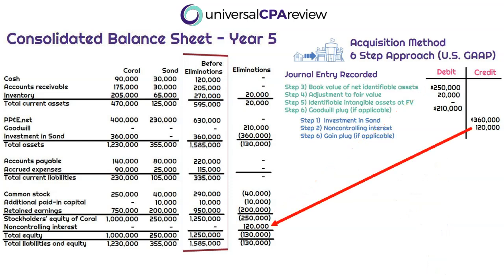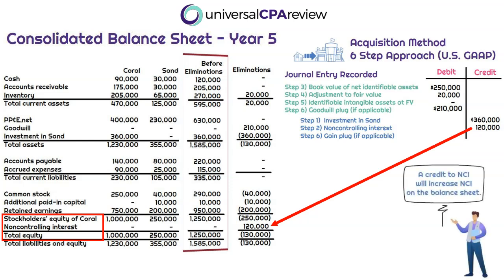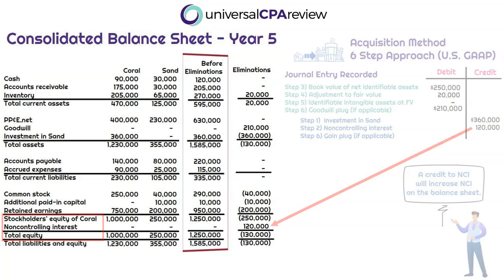Our last adjustment here is for non-controlling interest. We present non-controlling interest to get from stockholders' equity of Coral to total equity, and we need to present that. Since it's a credit and non-controlling interest is an equity account, a credit is a positive number. So that's why we have a positive $120,000.